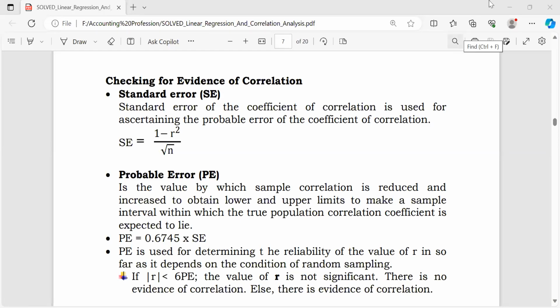All right, welcome again to Hybrid Account. We are proceeding with the topic correlation and regression analysis. And today we're just going to take a look at the way of checking for evidence of correlation.